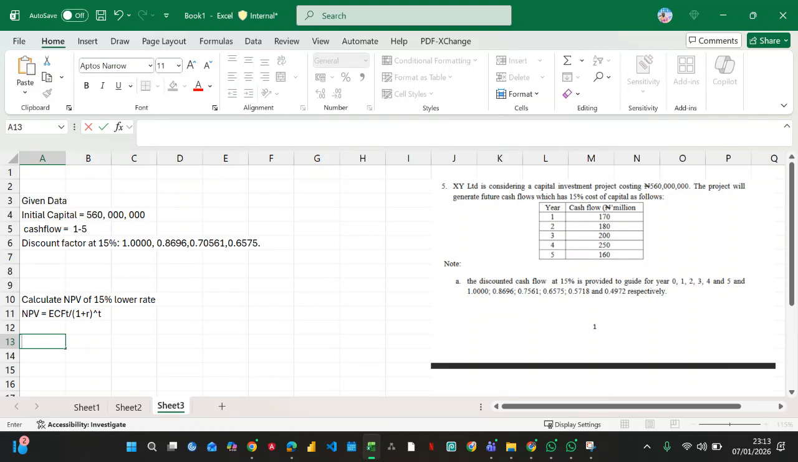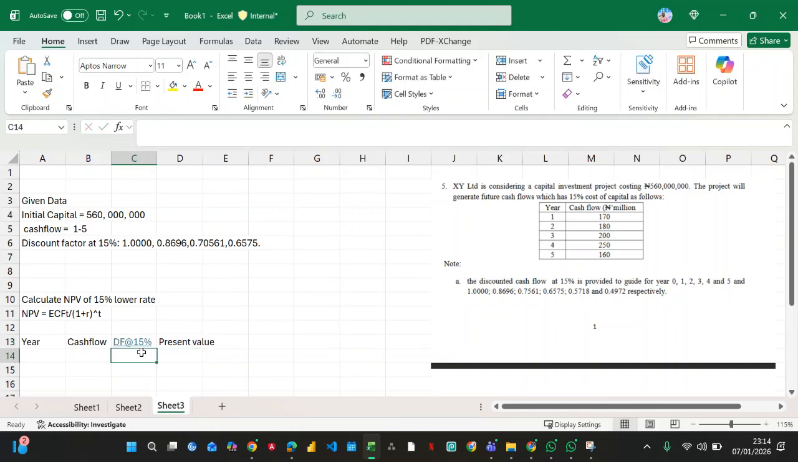We're going to form a new simple table that we are able to solve. This time we have years 0, 1, 2, 3, 4, 5. The table columns will be the year, then the cash flow, then DF. DF is the discount factor at 15%. Remember we want to consider the NPV at 15%, the lower rate. Then we have our present value, and that's when we use our formula to get it.